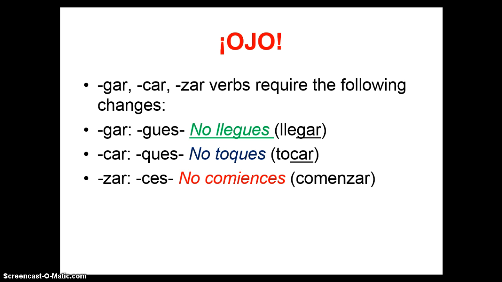Okay? This should look familiar to you because it's very similar to what happens with the yo form of these verbs in the preterite. But remember, no accents here. We're just adding the opposite tú ending every time. So again, GAR, add U, CAR, QU, ZAR verbs, C. Notice that in comiences, the stem change still applied. We just took the yo form, comienzo, and we took off, in this case, the Z and the O and added our ending.